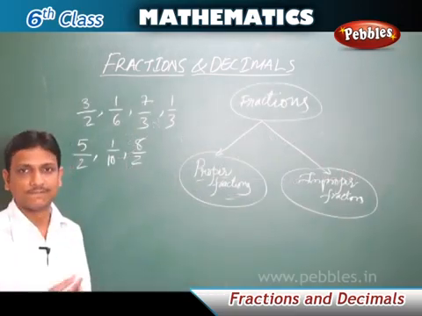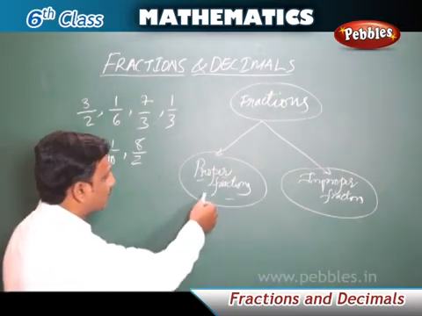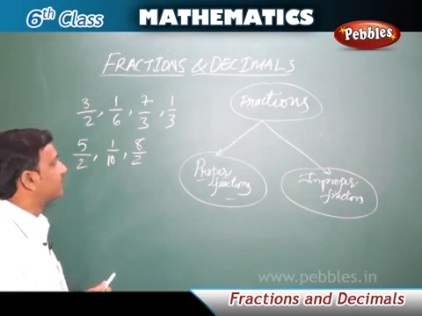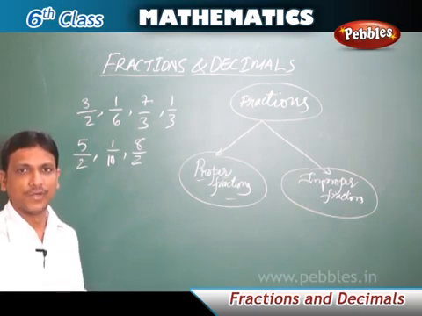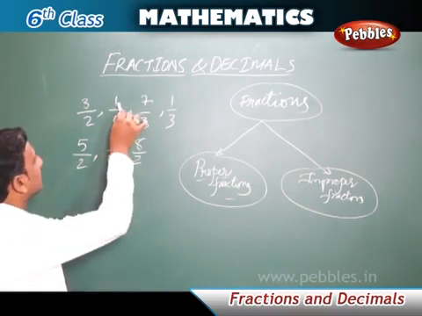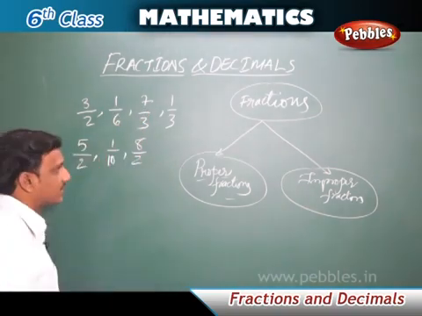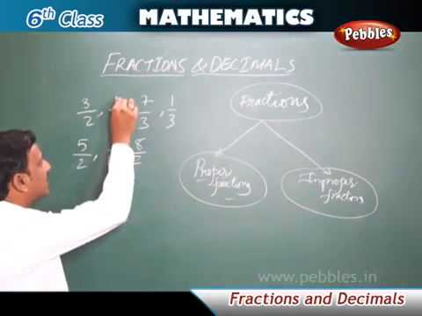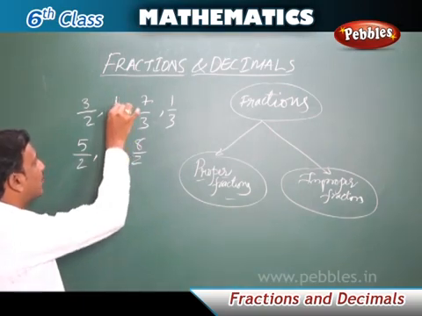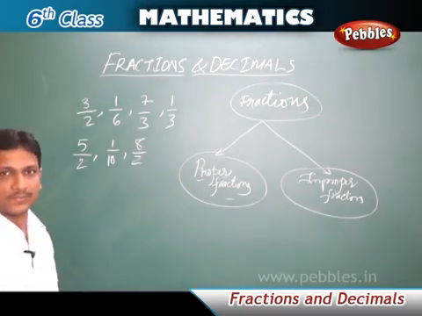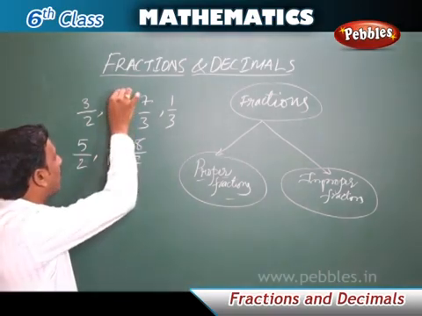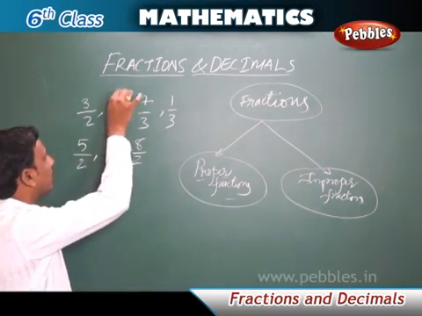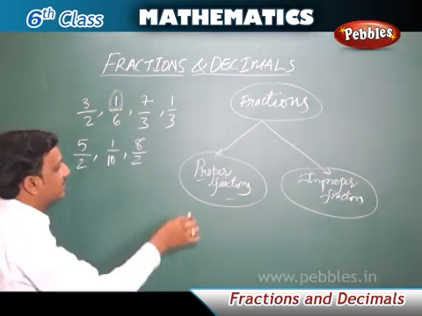Now let us see the types of fractions. Fractions are of two types, proper fractions and improper fractions. Let us see what is a proper fraction. A proper fraction is less than 1 and is a part of a whole. In a proper fraction, the numerator is always less than the denominator. See here 1/6. The numerator is less than the denominator and this 1/6 is smaller than 1. So it is a part of one whole. So here 1/6 is a proper fraction.